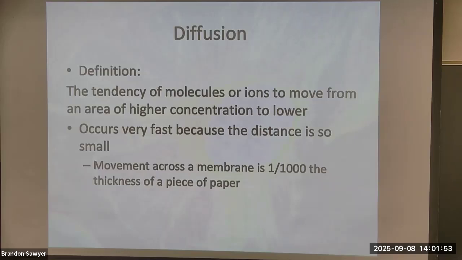And so a cell membrane is very, very thin, right? It's about 1/1000th the thickness of a piece of paper, okay? And so this movement can happen super rapidly across a membrane if that membrane is open to that molecule or ion to pass through.